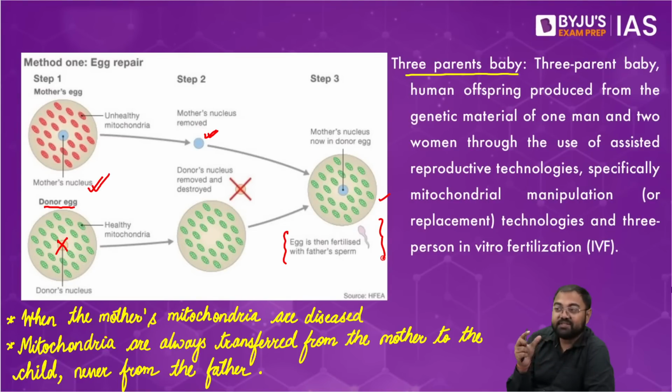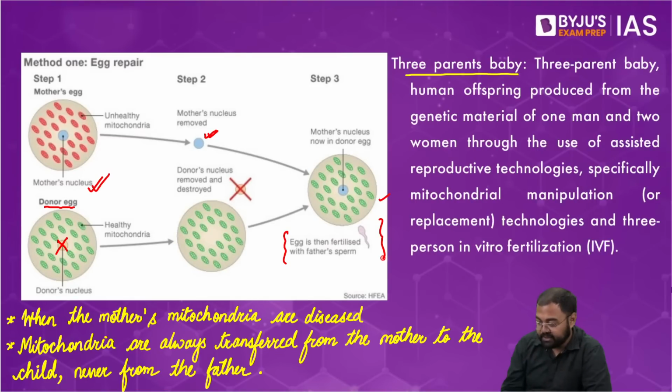So that's why the genetic properties, the specific properties that the child will have, will still be of the original mother and the father, because nucleus is of original mother and the father. So that's why even though there is a donor egg cell, the child will not have the properties of the donor. The child will have only the properties of the original mother and the original father.